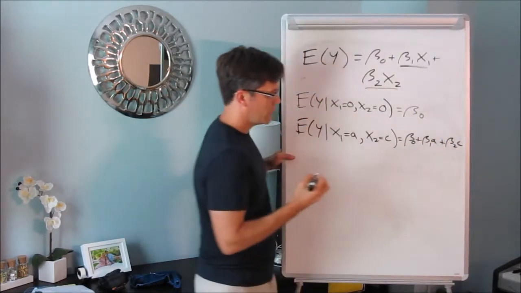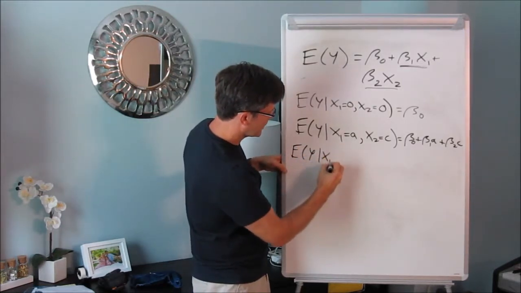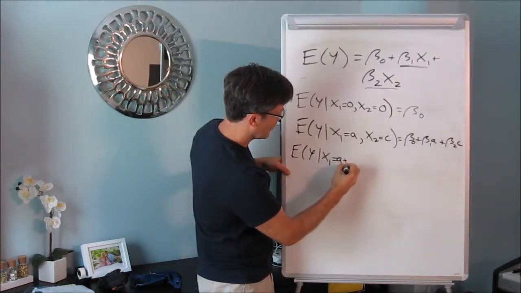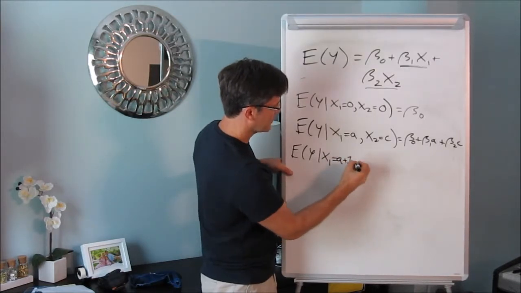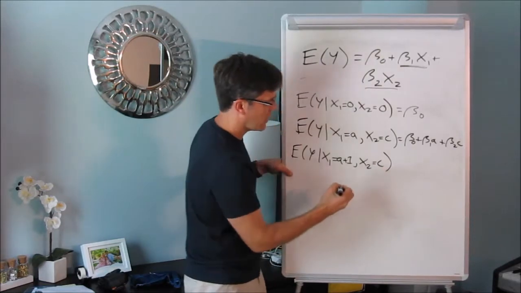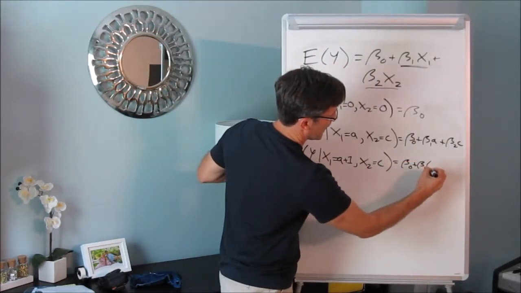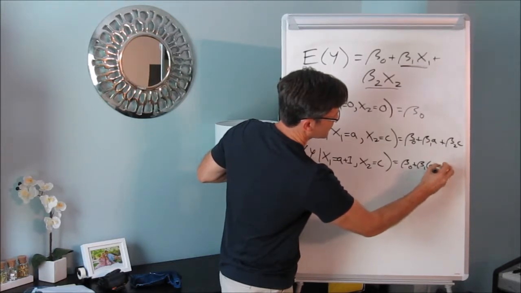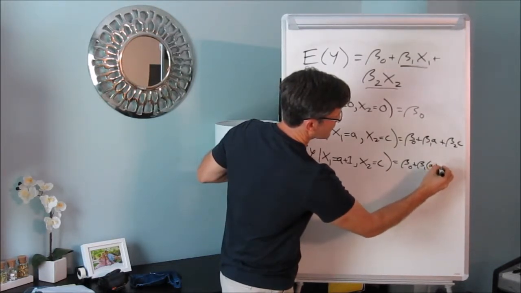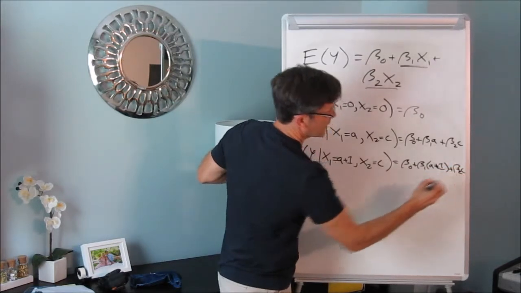All right, and then we can do the same thing but now incrementing x1 up 1 unit. So a 1 unit increase in parental involvement. But we're going to hold x2, family income, still constant. And we get beta naught plus (A plus 1) beta 1s plus beta 2 C.